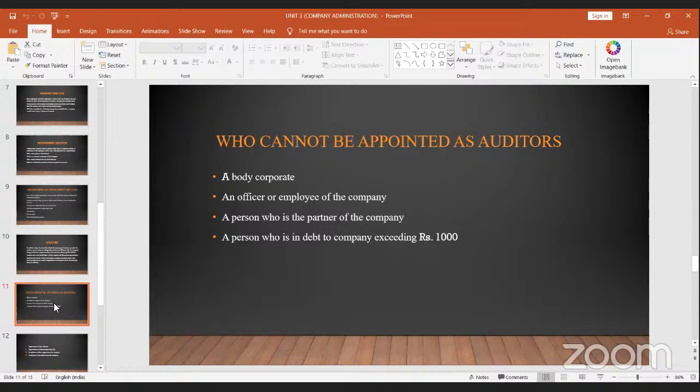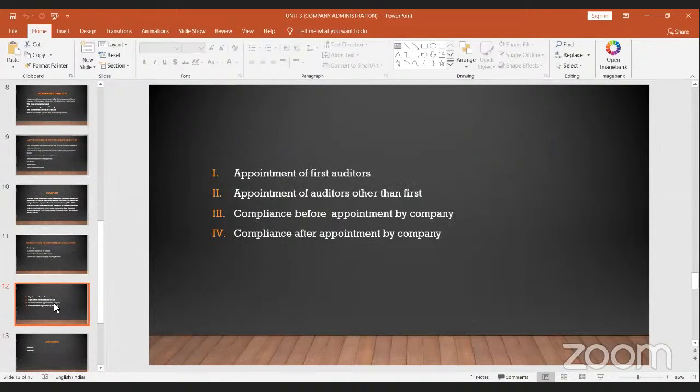The officer or an employee of the company, for example a chief executive officer, a CFO or other employee managers, we can't make them an auditor. A person who is a partner of the company, if you are a subsidiary partner of the company, we can't appoint you as an auditor. If you have any debt to the company, if you have taken a particular debt from the company, you are not eligible to be an auditor. This is who cannot be appointed as an auditor. Just for your knowledge, I have mentioned the points here. So, appointment of the first auditor.